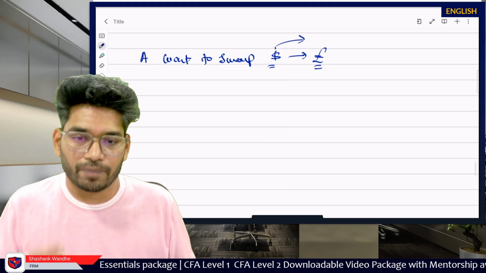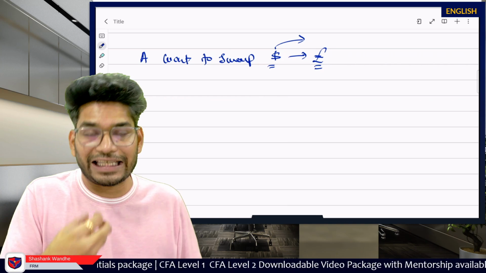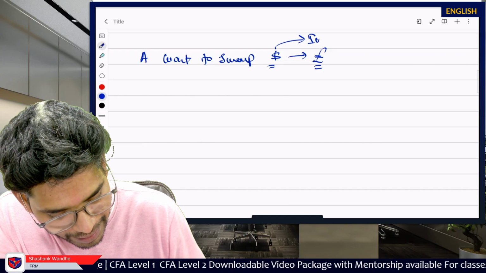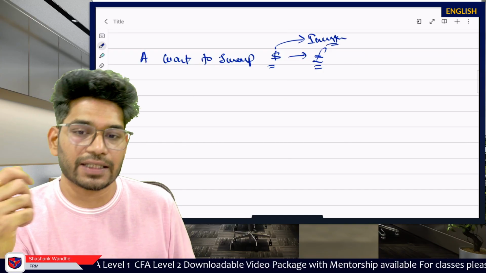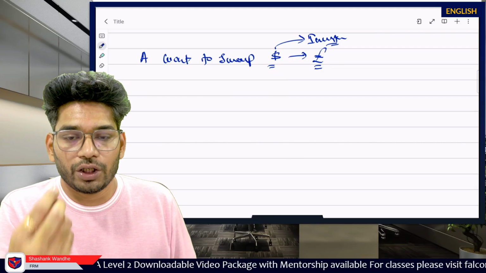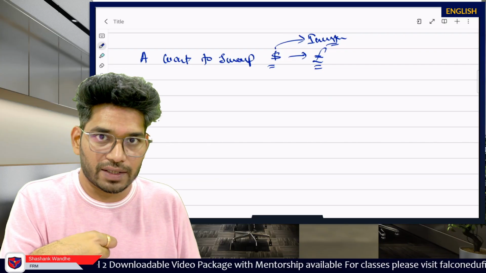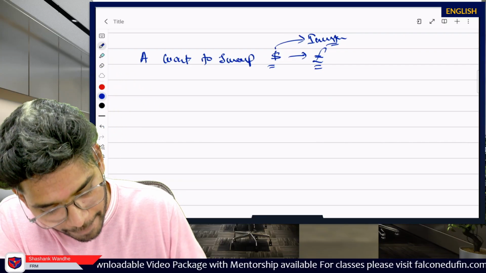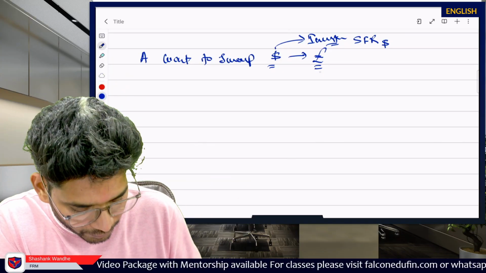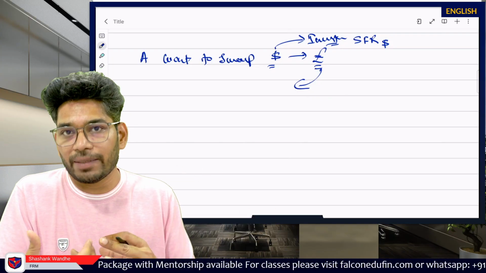Now understand this: when you are giving the dollars, this giving dollar is like the investment, right? So you are making the investment in this, and because this is the investment, you will receive the coupon on this. This coupon is based on the SFR, but SFR applicable for the dollar. And in exchange, you are getting the pounds.